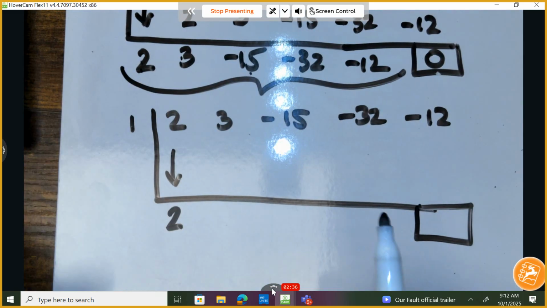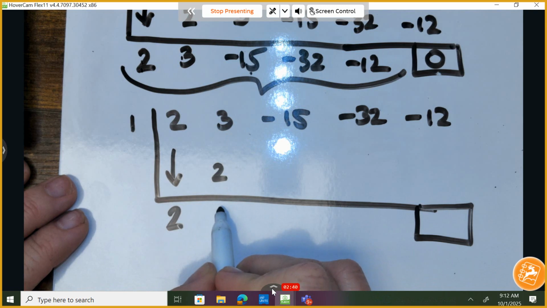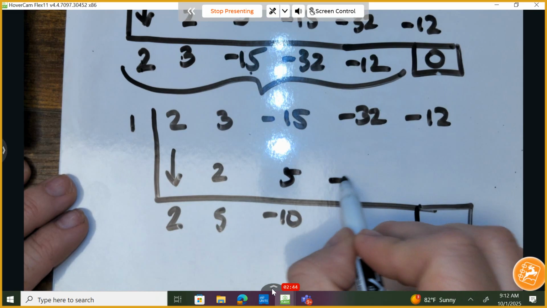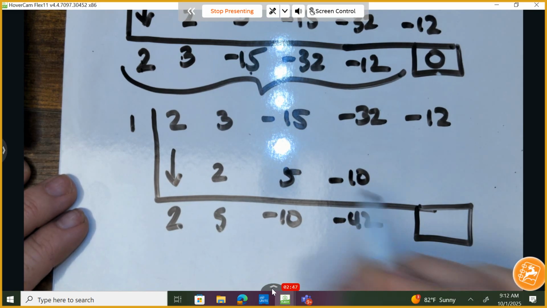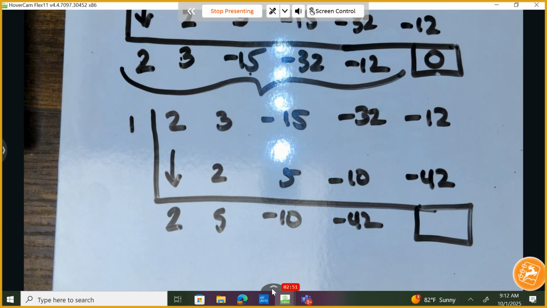Here we go. I'm testing 1 again, so I drop down the 2. I'm multiplying to get 2, adding down to end up with 5. Multiplying to get 5, adding down to negative 10. Multiplying to negative 10, adding down to negative 42. This is not looking good. I know that does not equal 0, and so I'm going to go ahead and I'm going to erase 1. 1 only worked 1 time. I'm never going to test 1 again.